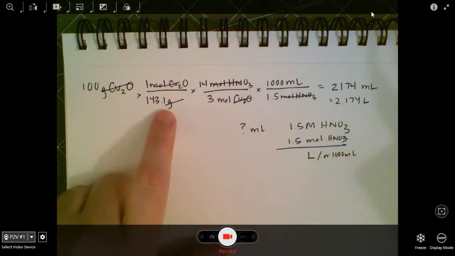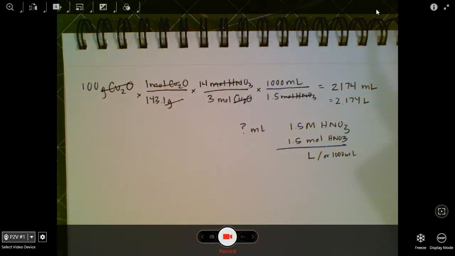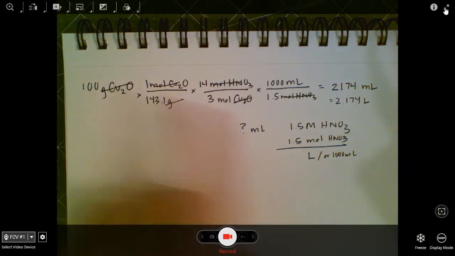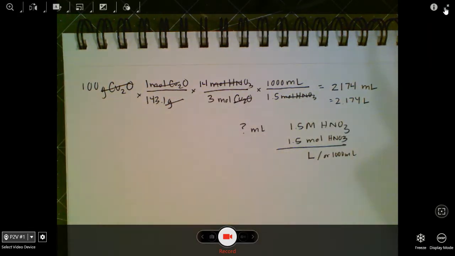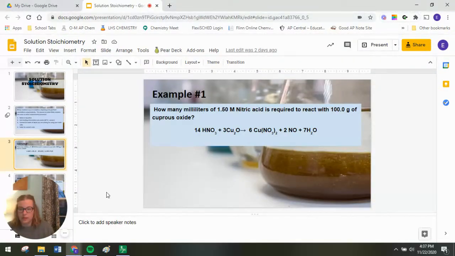We have almost a whole mole, and you need quite a bit more of the HNO3 than you do for the copper 1 oxide. So that is how you would deal with it if you were dealing with grams and then you were solving for a volume. Okay, now the other problem, let me get to it, example 2 here.